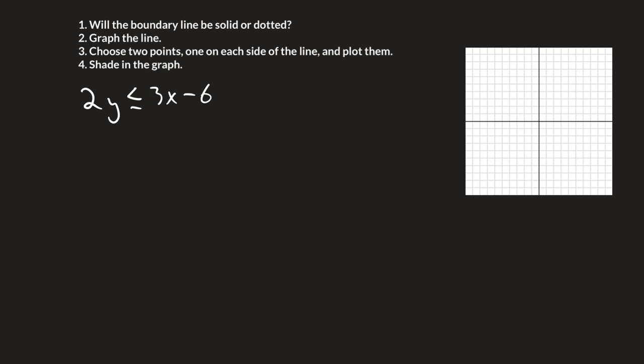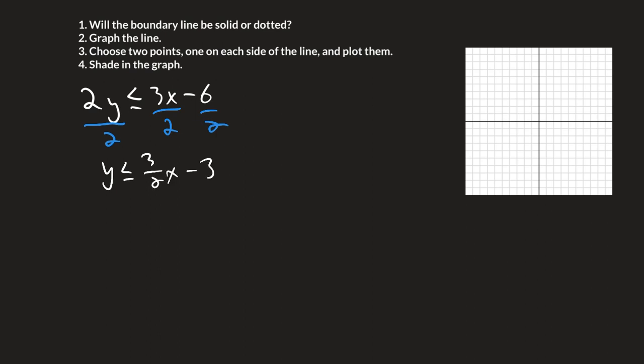Alright, so our first step to solve this inequality is to get y by itself. So we are going to divide both sides by 2. So you divide everything by 2, and you get y is less than or equal to 3 halves x minus 3.